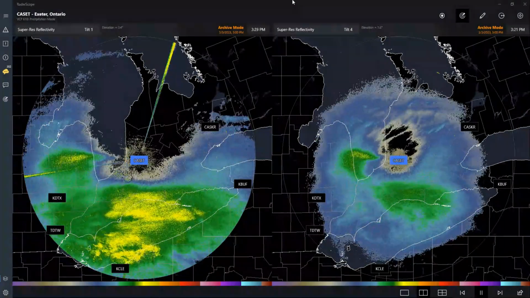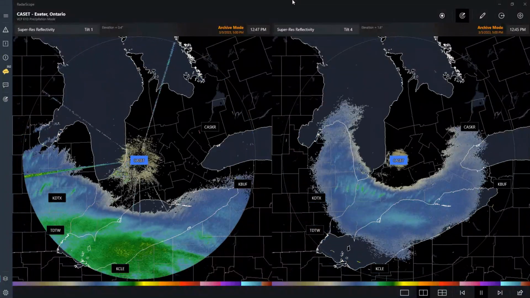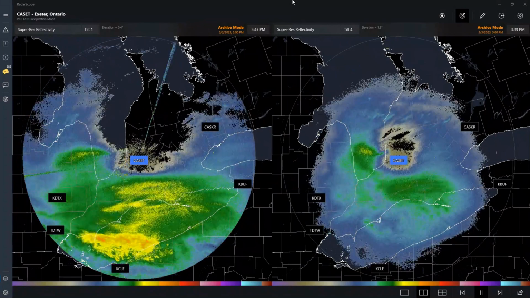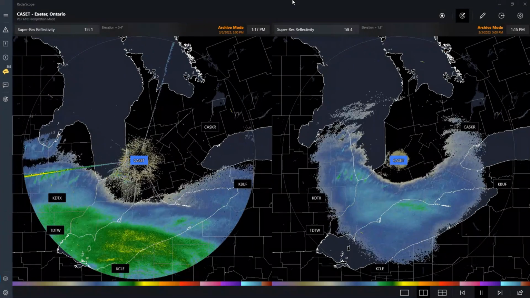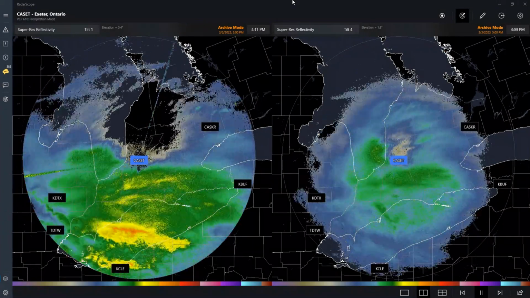On the left and right, I have reflectivity. On the left, it's tilt 1 or 0.4 degrees. So that's our lowest tilt. And on the right, I have tilt 4. Unfortunately, RadarScope only gives us the lowest 4 tilts. And that beam elevation angle is 1.6 degrees.